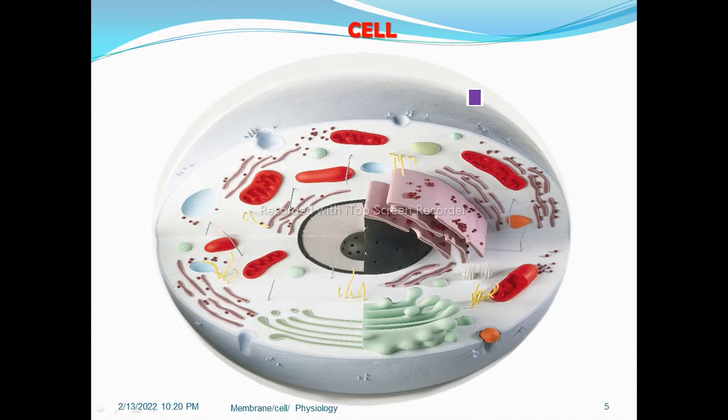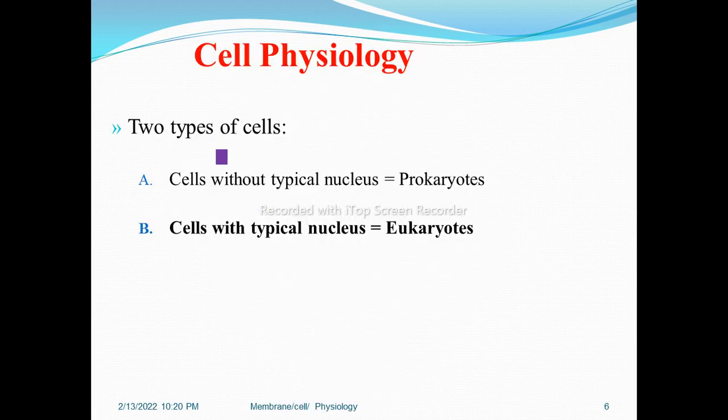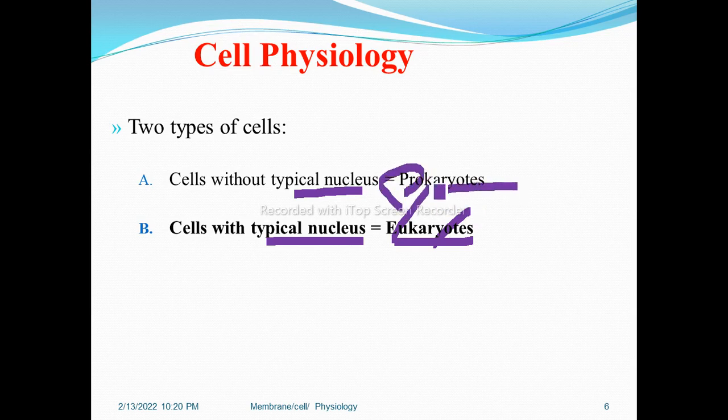Cell in general, the structure of a cell seems just like this. We have two types of cells. One is cells without a typical nucleus, and the other is with a typical nucleus. Cells with a true nucleus we call eukaryotes. Eu means true, karyote means nucleus, true nucleus. Pro means before. So prokaryotes have no typical nucleus, but eukaryotes have a true nucleus.